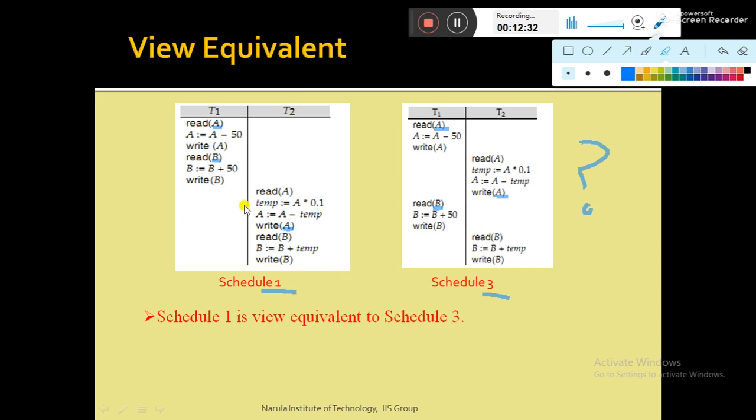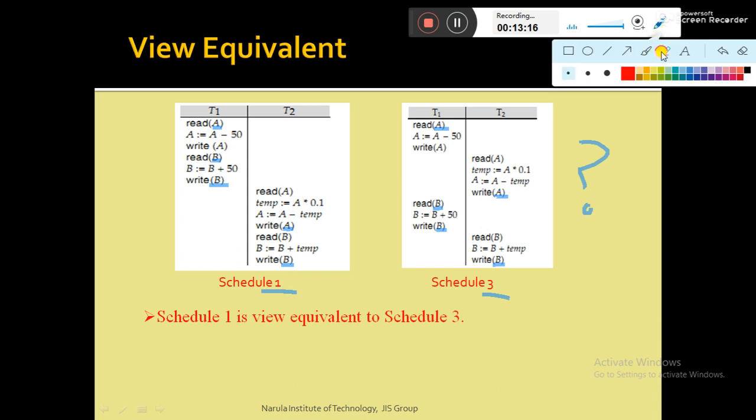Next we have to check for data item B also. Now for data item B, data item B is written by T1 here, and finally data item B is written by transaction T2 in schedule 1. Now we have to check schedule 3. Here is the write B operation, this is performed by T1, and another write B operation is here, and that is the final write B operation, which is executed by transaction T2. So in both schedule 1 and 3, data item B is finally written by transaction T2. So condition 3 is also satisfied.